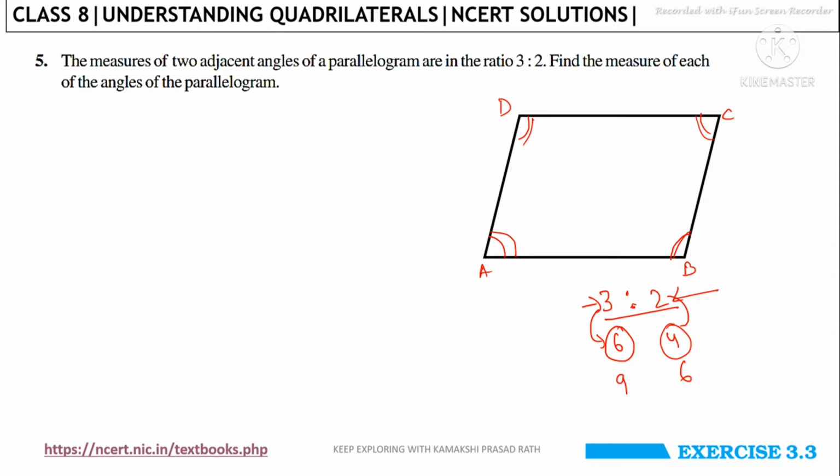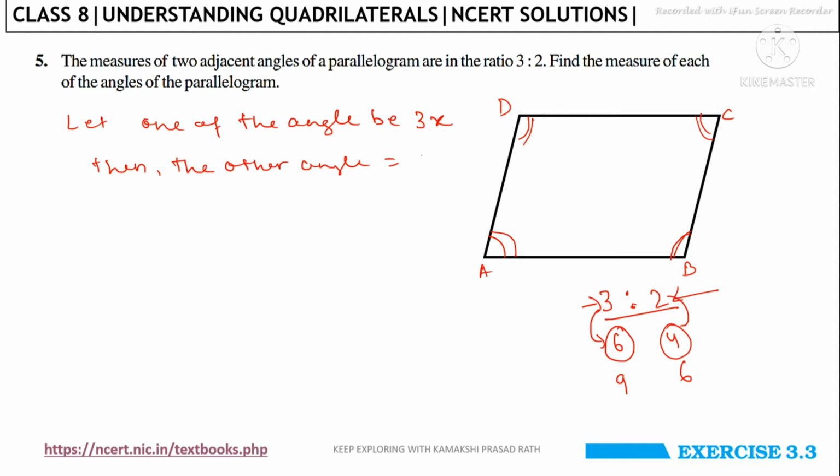So let us assume multiples of 3 and 2. Let one of the angles be 3x, then the other angle will be 2x, as per our question. If one is 3, the other is 2. So if one is 3x, the other will be the same multiple of 2. So 3x and 2x we have taken.